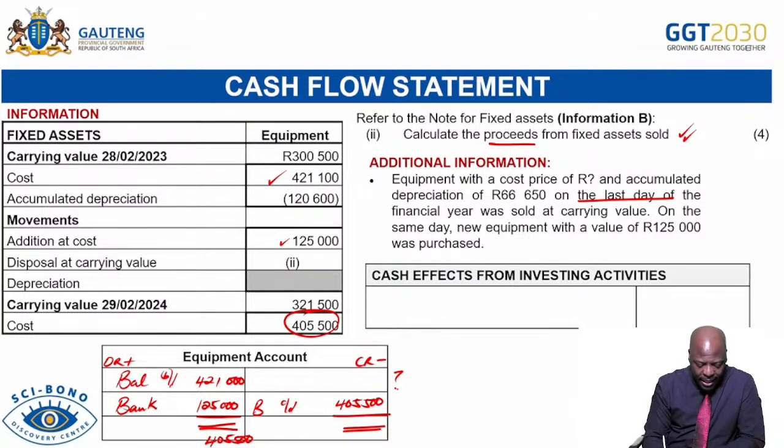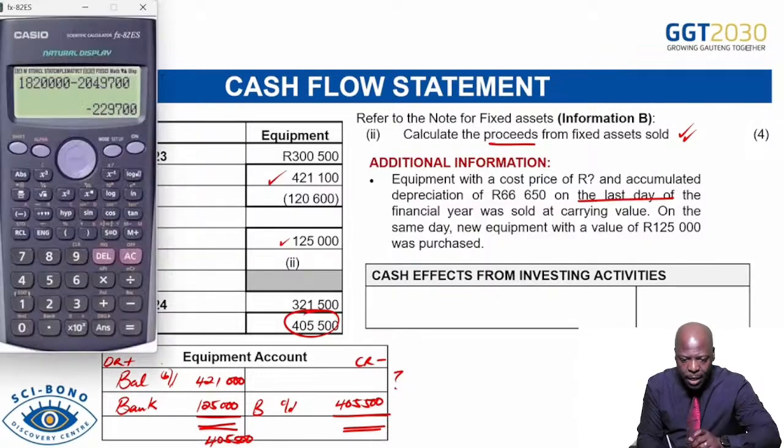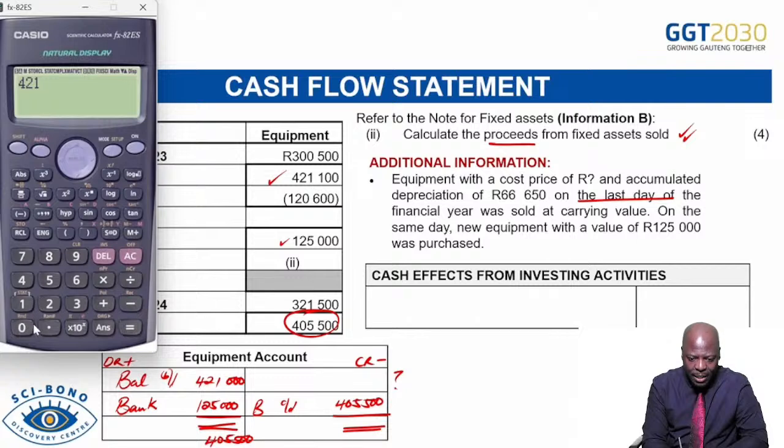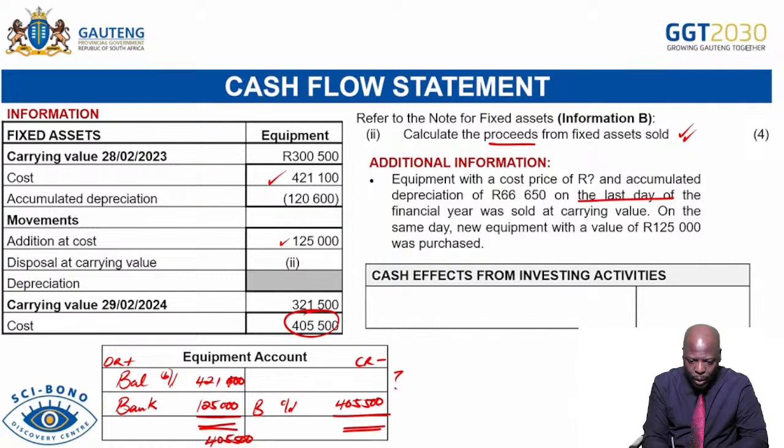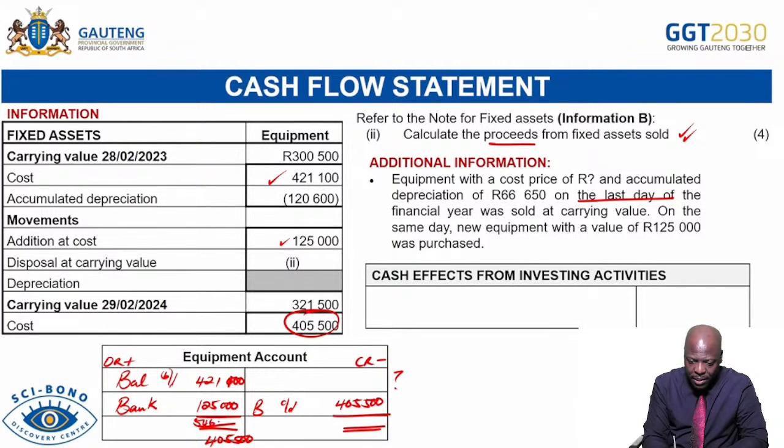Now, we want to get this one. How much is that going to be? To get that one, it's very simple. I'll just say my 421,100, which is what I have at the beginning. And then I add my 125,000. I come and add 125,000, and then I'll get 546,100. So it becomes 546,100.